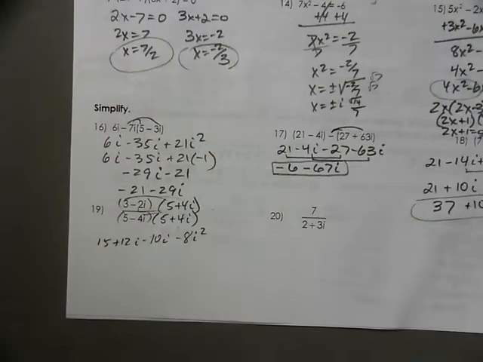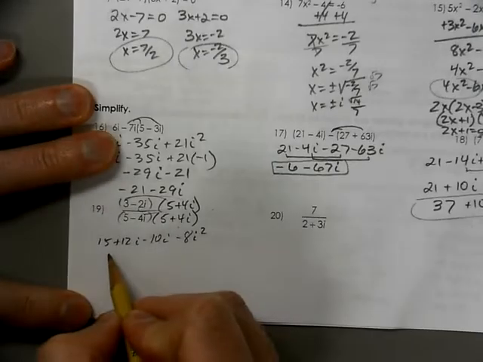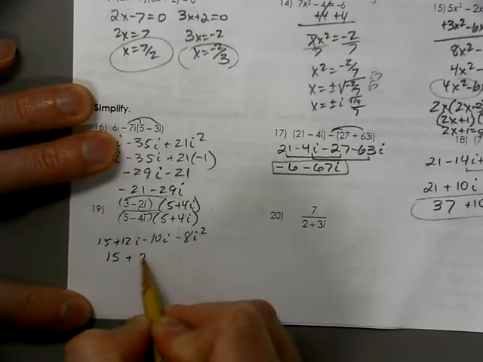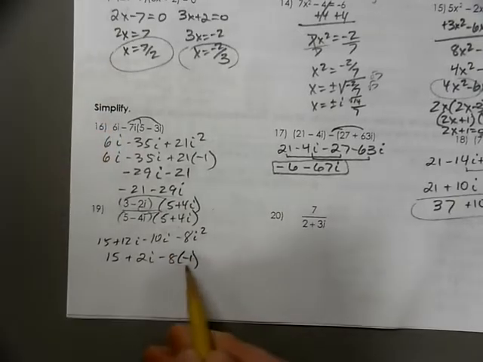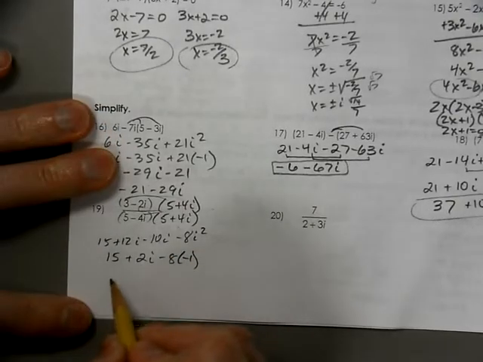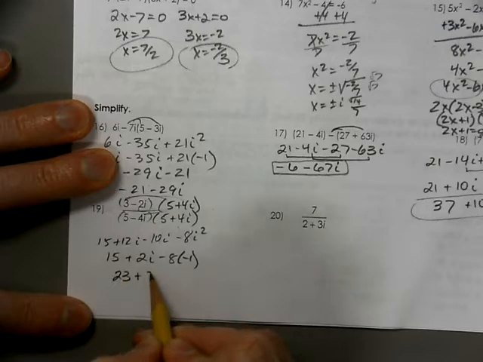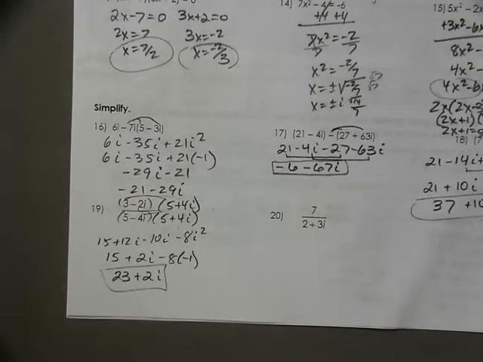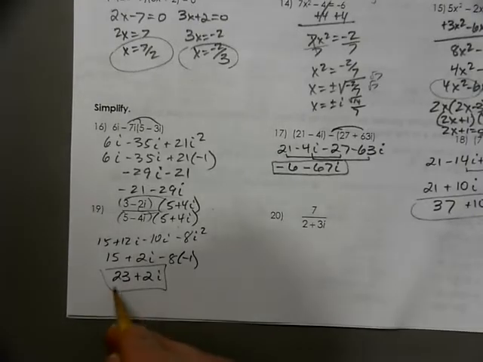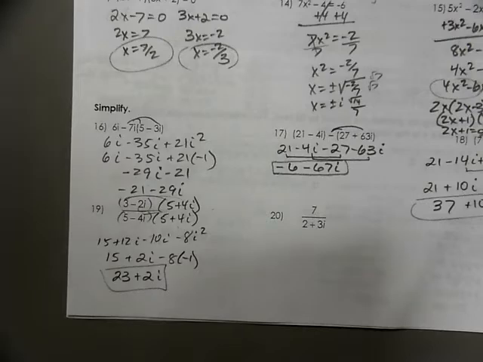That i times i gives us i squared, which gives us a +8, which is 23 plus 2i, and that's our constant. The real numbers are 23 and the imaginaries are 2i.